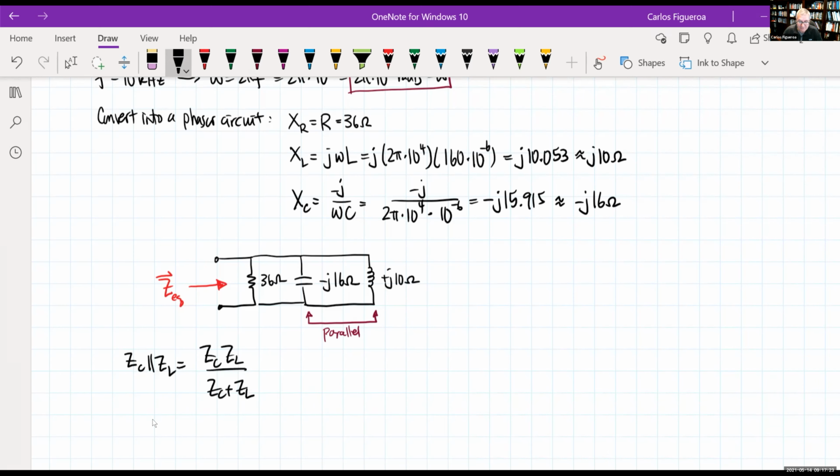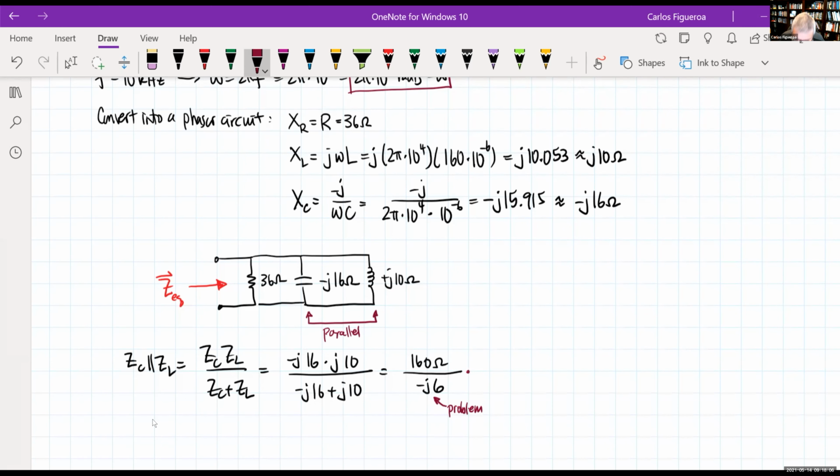So now I got to multiply everything together. So this is going to be minus J 16 times J 10 over minus J 16 plus J 10. If you look at the top here, minus J times J gives me 1. So I get 16 times 10. That's 160 ohms. And if you look at the denominator, this is minus J 16 plus J 10, which gives me minus J 6. Problem, right? This is a problem.